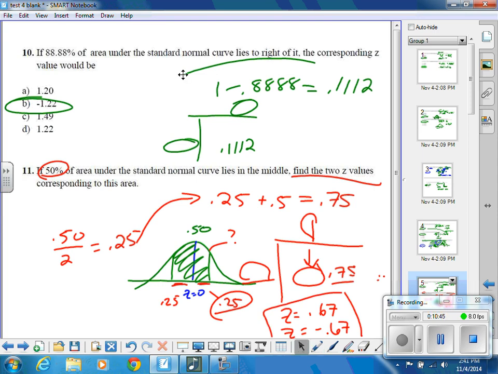It's always going to be that way. If you find the positive, the negative is your other one, okay? Again, in this kind of problem, whatever they're telling you to do, 50%, 80%, 60%, divide it by 2, get that number, add it to 0.5, get the closest z to that total, that's your z, every single time. I'm going to stop this here before I move on to the next section of questions.